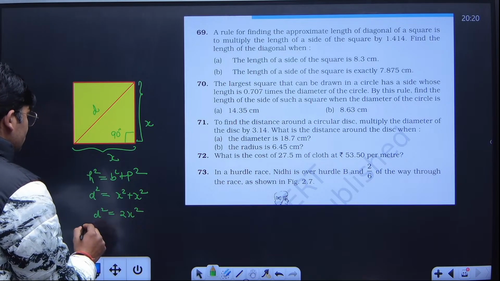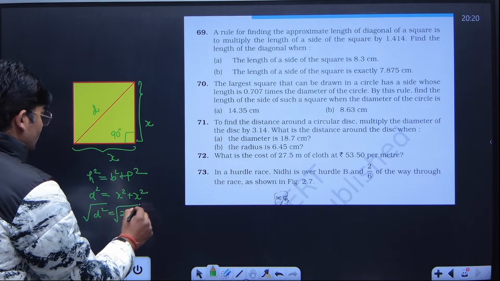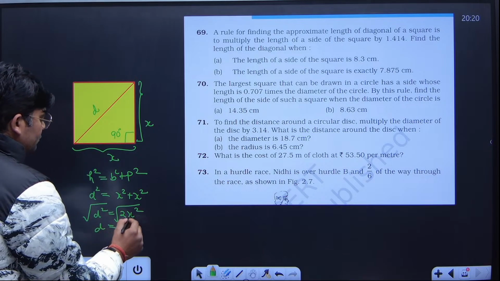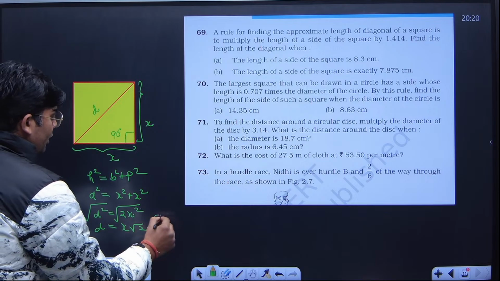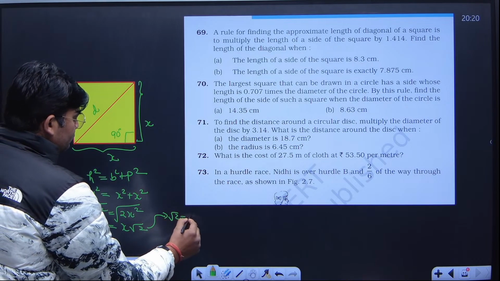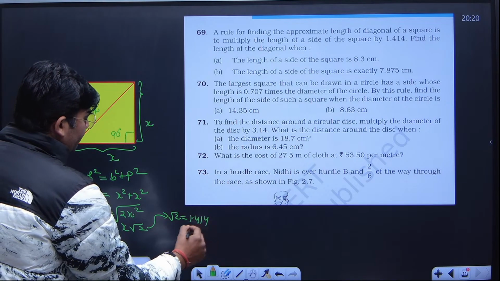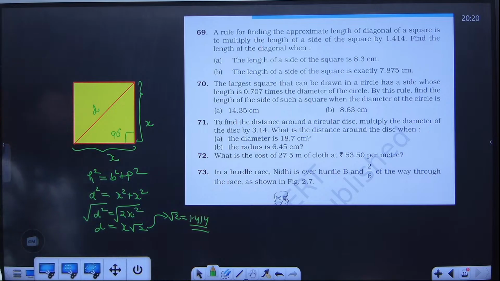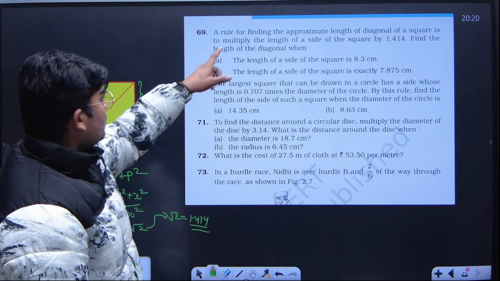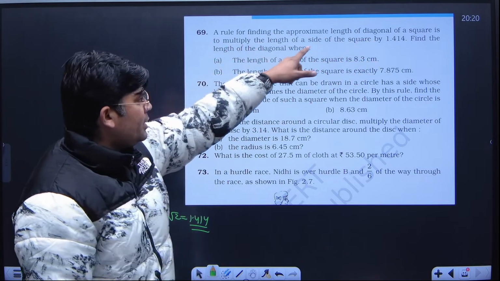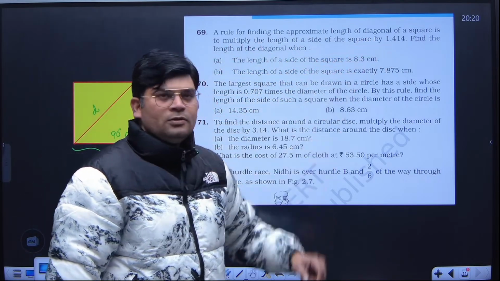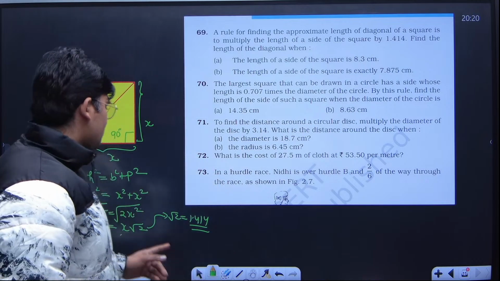Taking the square root of d square, it is going to be d, and 2x square is going to be x under root 2, and the value of under root 2 is 1.414, approximate value. So they are saying the rule for the approximate length of the diagonal of a square is to multiply the length of the side of the square by 1.414, because this is root 2.